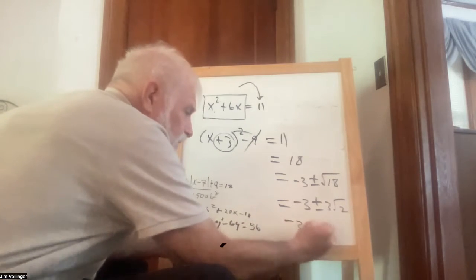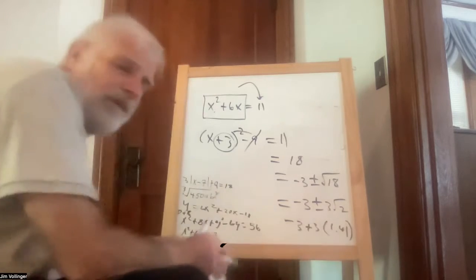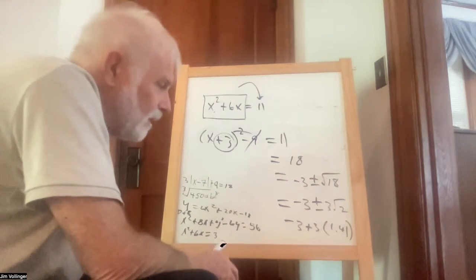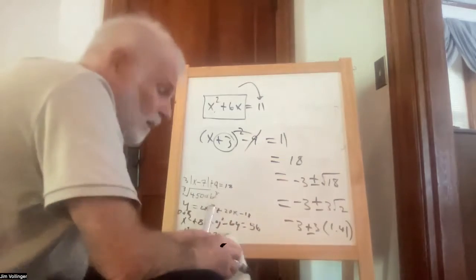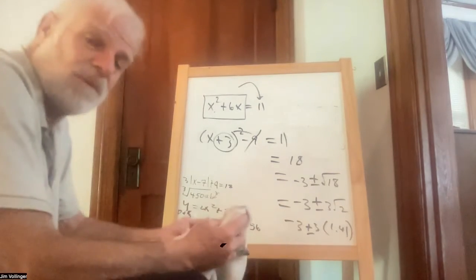-3 plus 3 times approximately 1.41. And that gives you a feeling for the number without a calculator. And of course, it's plus or minus, and I discriminated against the minus sign. Forgive me, minus sign. All right. So that's what we practiced.